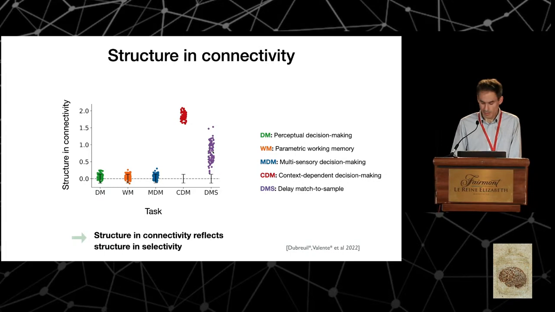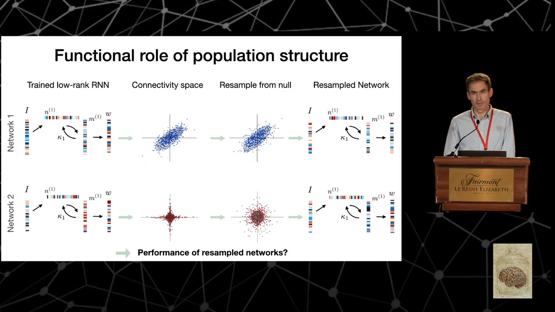Okay, so how do we do this? Here's, again, a very similar cartoon illustrating the approach. So we start again from this trained low-rank RNN. The first step is exactly the same as before. We represent the connectivity in the connectivity space. Then we fit the Gaussian distribution to this distribution here. And now the next step is, we want to scramble any structure that is not Gaussian. So what we're going to do is resample from the fitted distribution and generate new networks by sampling from the fitted Gaussian distribution. This gives us new networks which have the same Gaussian structure, in particular the same correlations as the original vectors, but all other non-Gaussian structure is scrambled away.